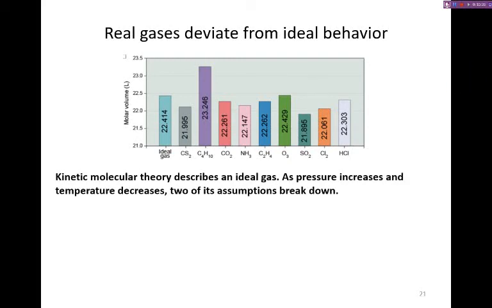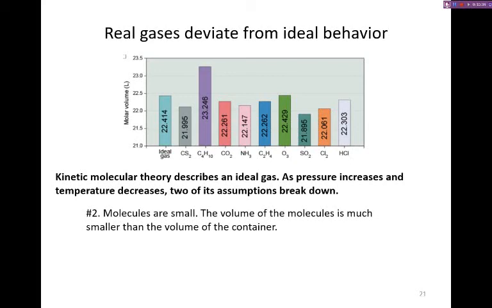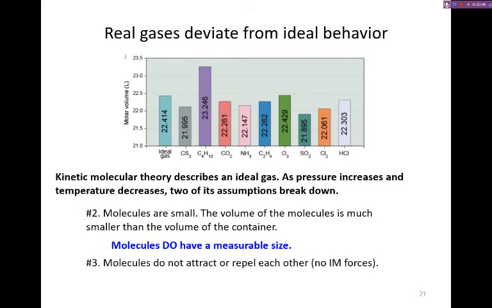And those two conditions deal with the pressure and deal with the temperature. So at very high pressures and or very low temperatures, these assumptions break down. And as I mentioned, we assume that the molecules are small and the volume of the container is much, much larger than that of the molecules. Well, that's not true. Molecules do have a measurable size, and at high pressure, that's going to be affected. We also again said that molecules do not attract or repel each other, but that is not true. They actually do attract or repel each other depending on the orientation and the distance of those molecules.